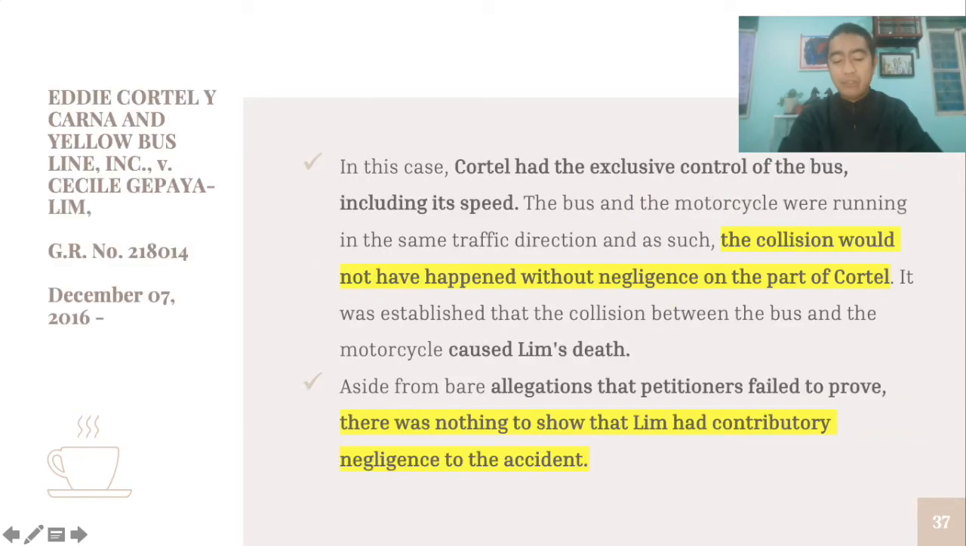In this case, Cortel had exclusive control of the bus, including its speed. The bus and the motorcycle were running in the same traffic direction, and as such, the collision would not have happened without the negligence on the part of Cortel. It was established that the collision between the bus and the motorcycle caused Lim's death, aside from bare allegations that petitioners failed to prove. There was nothing to show that Lim had contributory negligence to the accident.